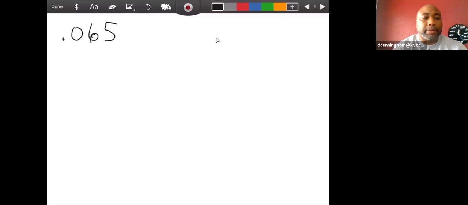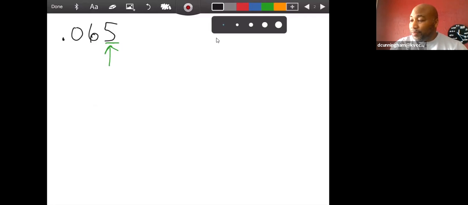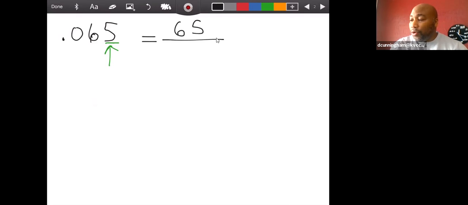So here's our problem. And what we're going to do, we're going to say this properly. This is 65 thousandths. So again, we're looking at the last place value, 65 thousandths. And all you do is say exactly what you wrote. So this is equal to, write down 65 over 1,000. And that's how you write it as a fraction.